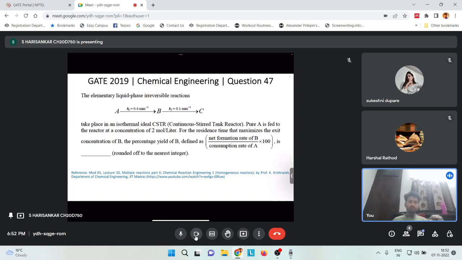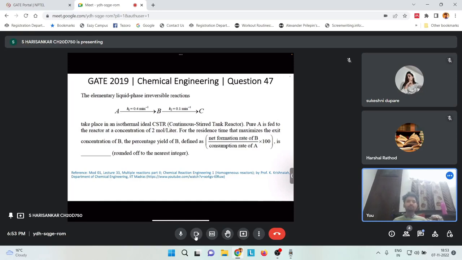So this is a question from GATE 2019 from Chemical Engineering, question number 47. The elementary liquid phase irreversible reactions A giving B giving C take place in an isothermal ideal continuous stirred tank reactor. Pure A is fed to the reactor at a concentration of 2 mole per liter. For the residence time that maximizes the exit concentration of B, the percentage yield of B, defined as the net formation rate of B by consumption rate of A into 100, is dash, rounded off to the nearest integer.